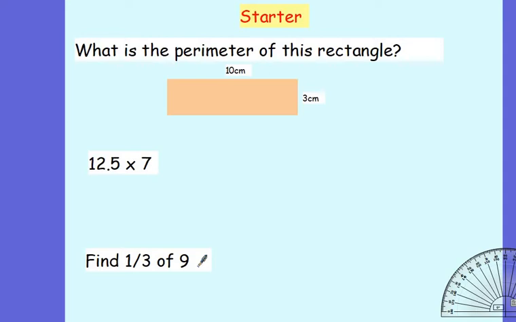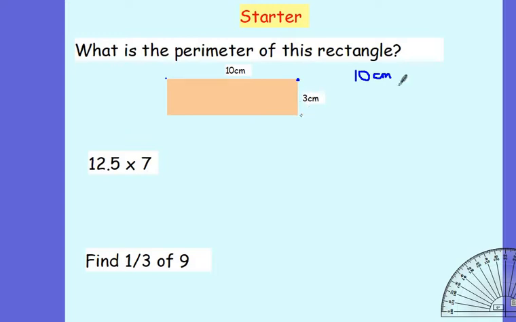Okay, let's go through the answers. To find the perimeter of a rectangle, Dan, what does perimeter mean? Exactly, the distance all the way around this rectangle. So if I start here, the first part of my perimeter is to walk 10 centimetres, which takes me to here.